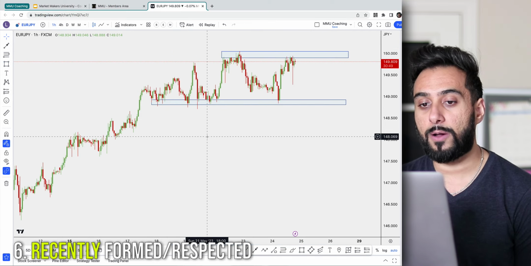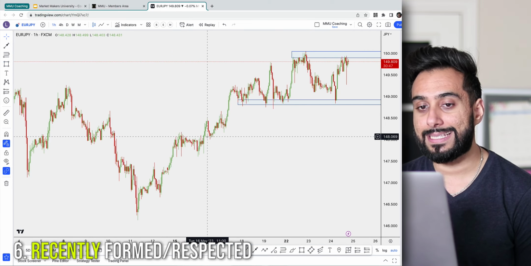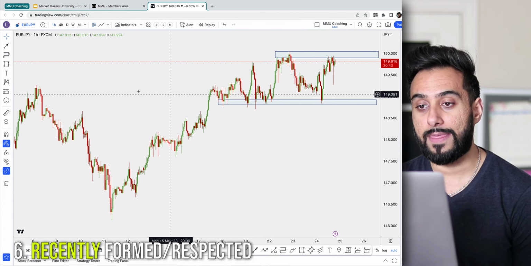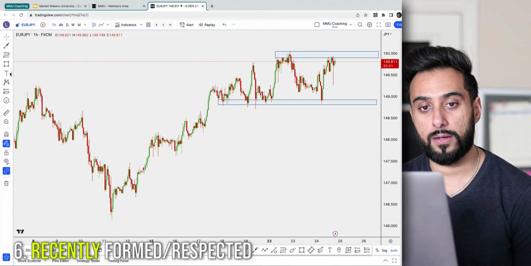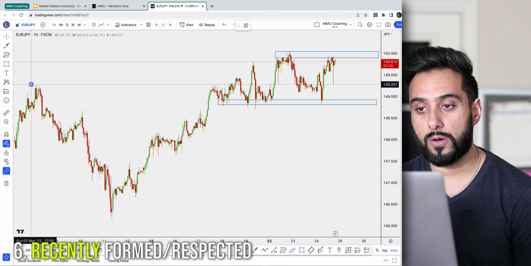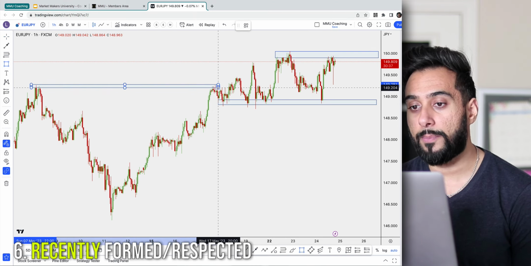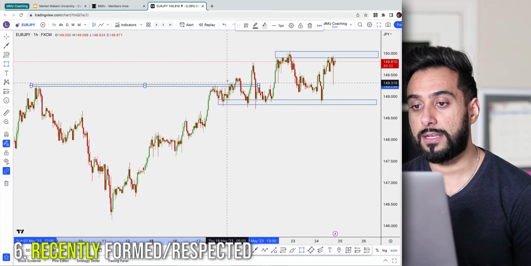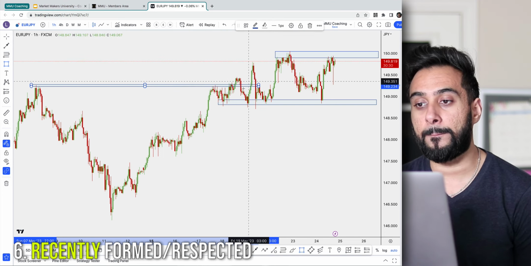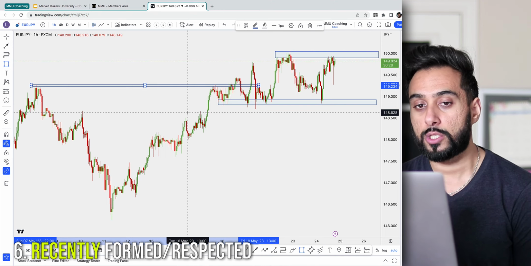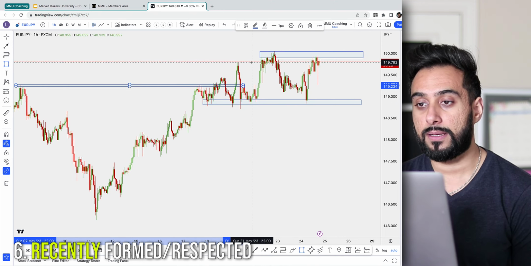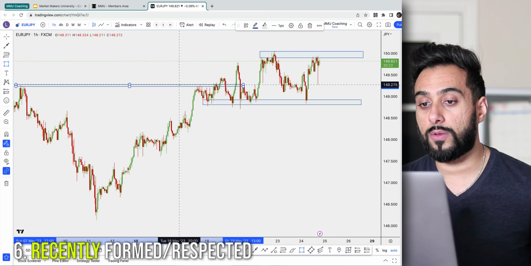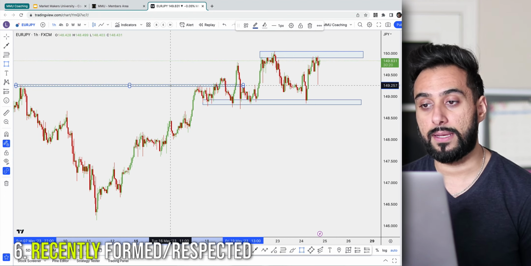Let's talk about a zone that was created somewhere in the past that isn't really respected too much in the current time. And that would be right over here. So creating this zone, at one point it was respected, but then you can see the price action has been disrespecting that zone multiple times. So what has more weight? These zones that have been created recently or this zone that has been created way in the past.